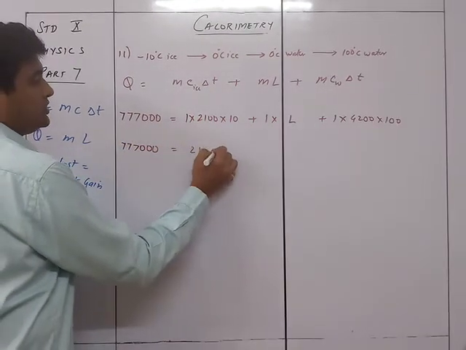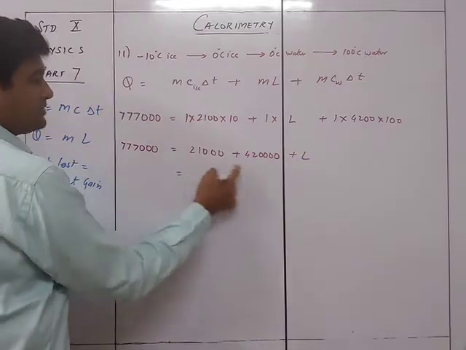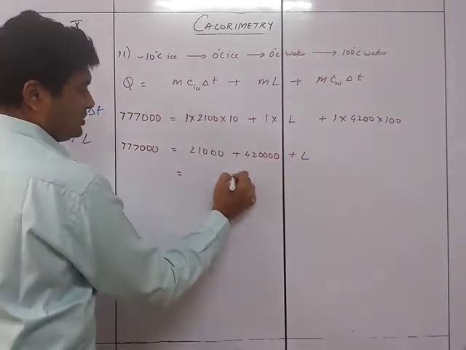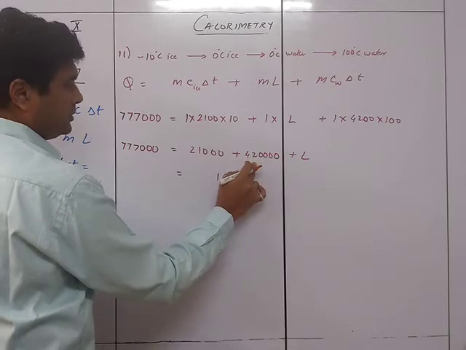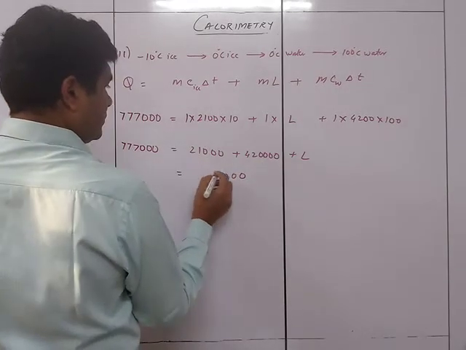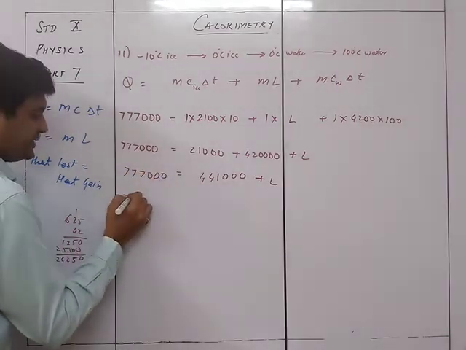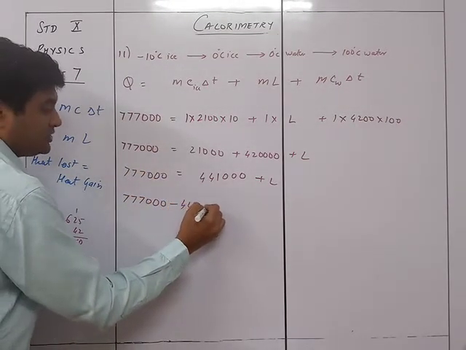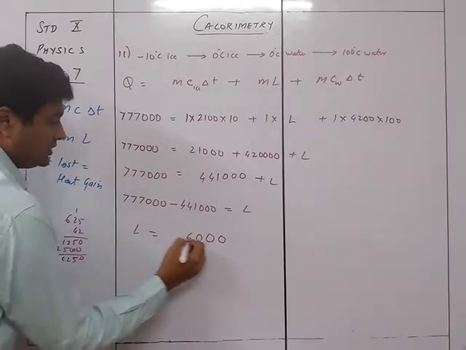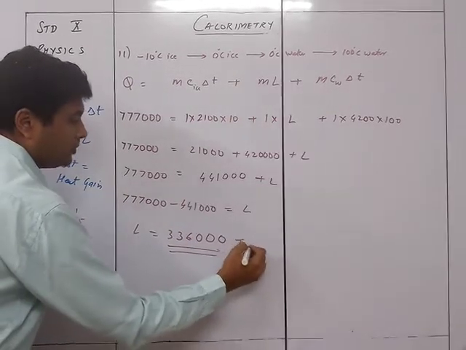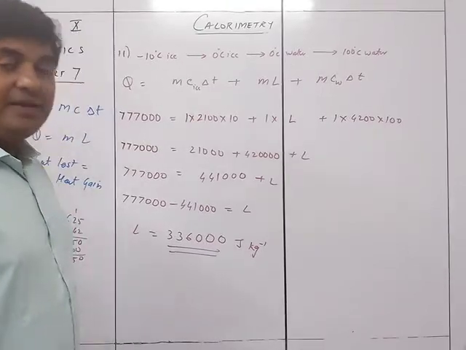So here we see 777000 is equal to 21000 plus 42000 plus L. Adding the terms gives 441000, plus L. So 777000 minus 441000 is equal to L. So L will be equal to 336000 joule per kg. That was sum number 11.